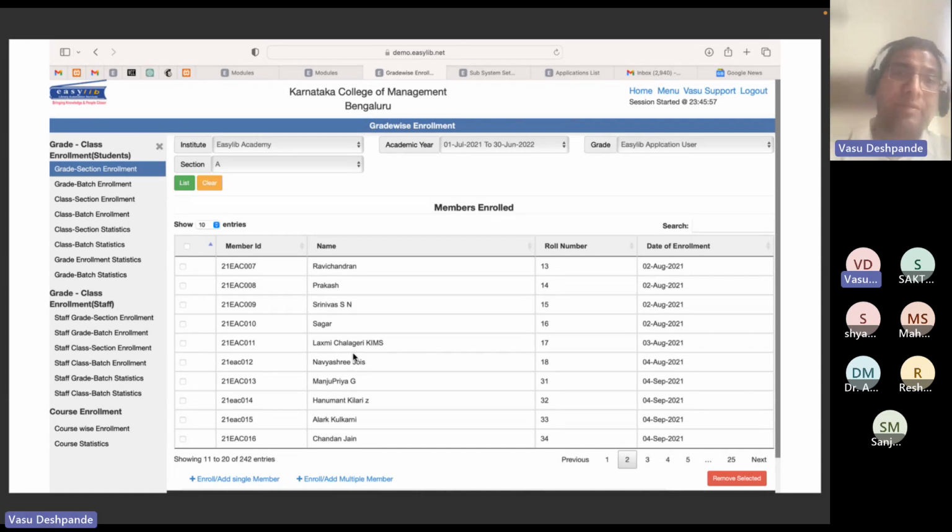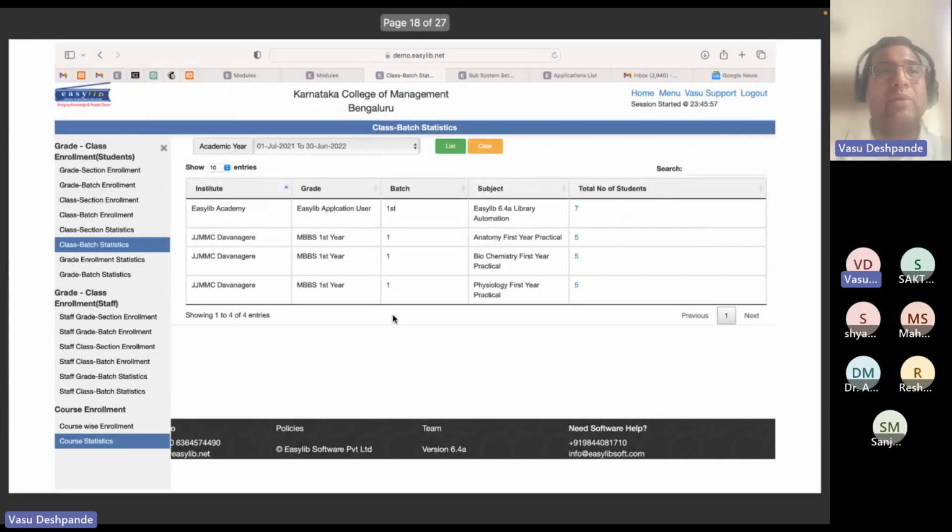Across your campus, maybe 3,000 students, any 100, 200 student, irrespective of what grade and the class they are studying, they can enroll for your courses. Again, EasyLib has the ability to enroll you over here. Okay. So now, when the enrollment completes, you also get complete statistics of what is happening.